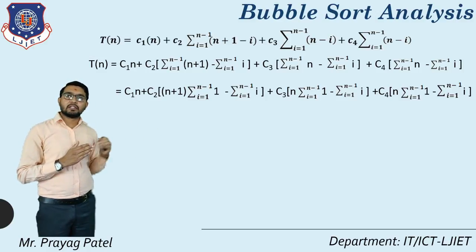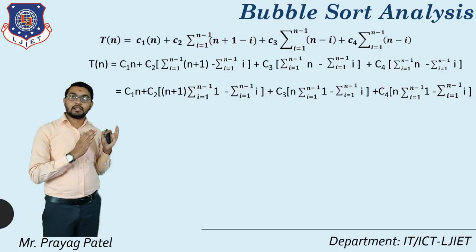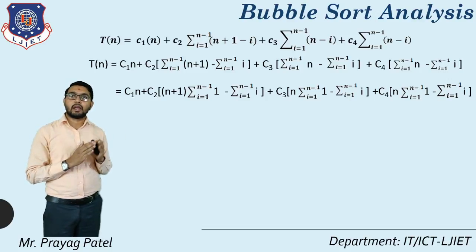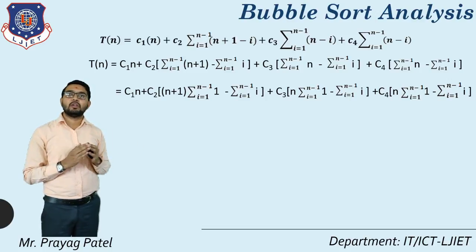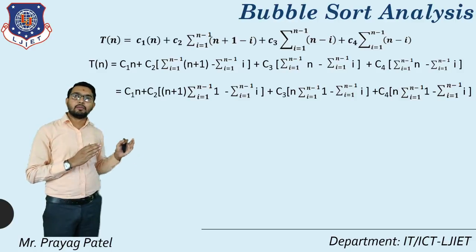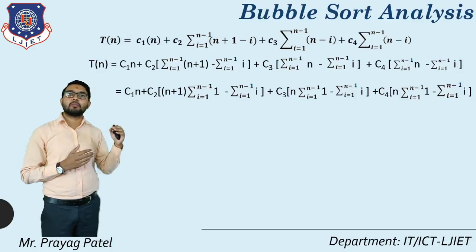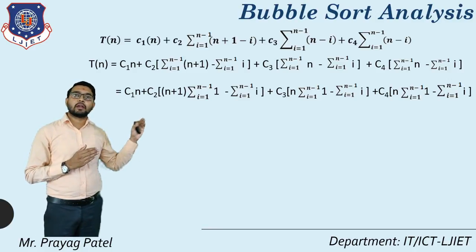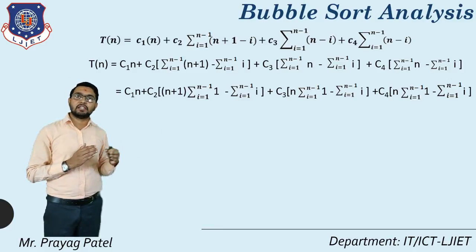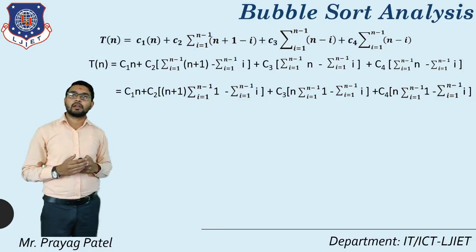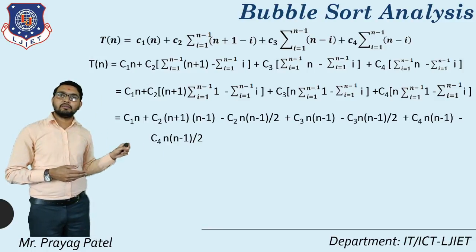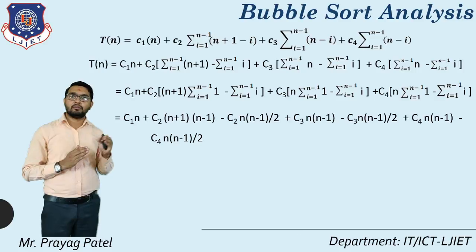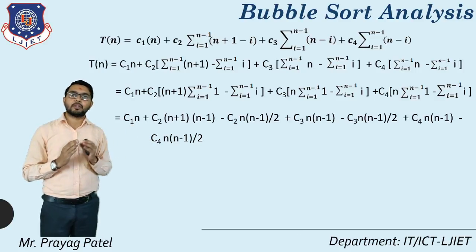After that we consider C1 n plus C2. Here consider n plus 1 as a constant, and in the inner part consider only the value 1. So we can say C2 times n plus 1 sigma i equal to 1 to n minus 1 of 1, minus sigma i equal to 1 to n minus 1 of i. According to this, we can consider the C3 part as well as the C4 part. Now after that, consider the final value as C1 n plus C2 n plus 1.